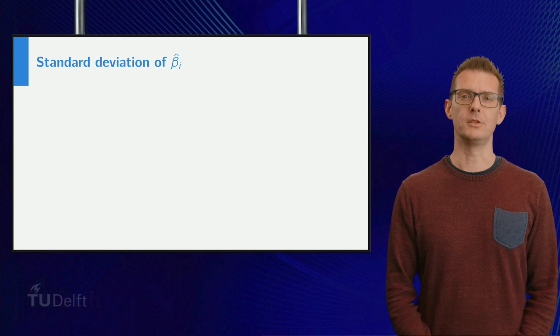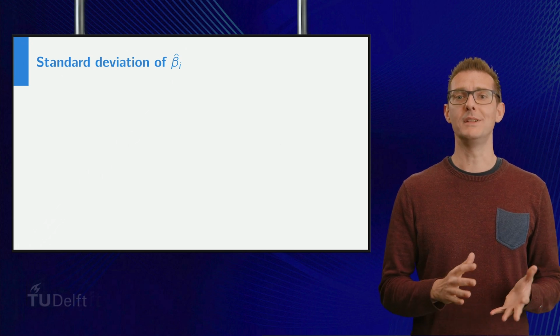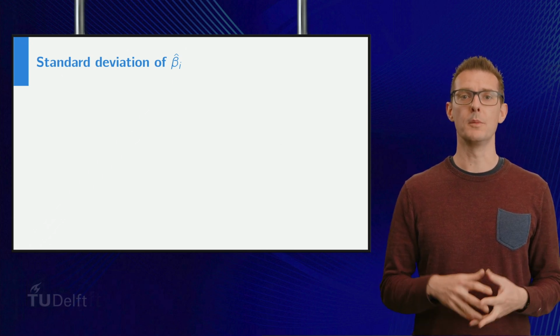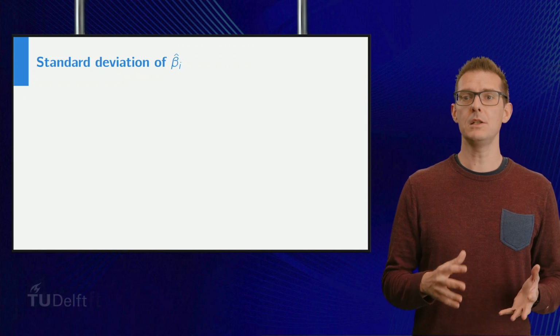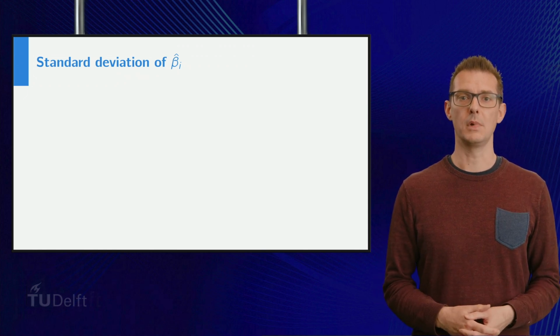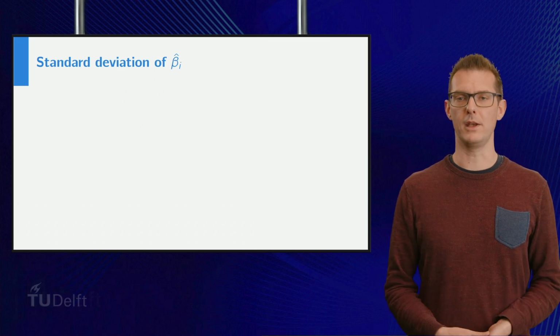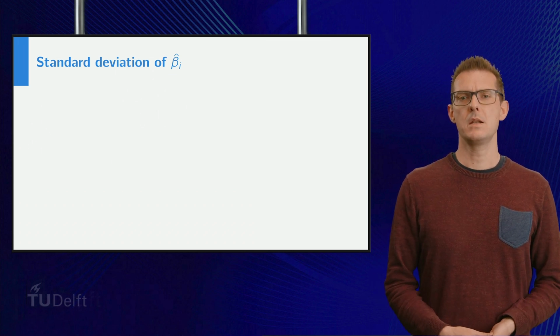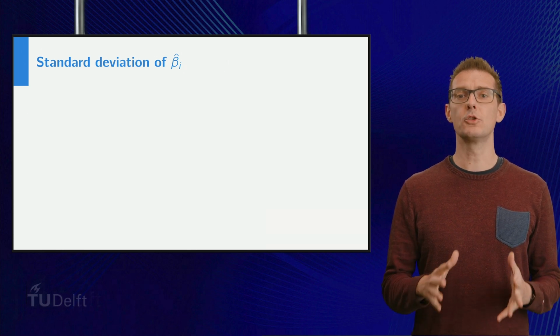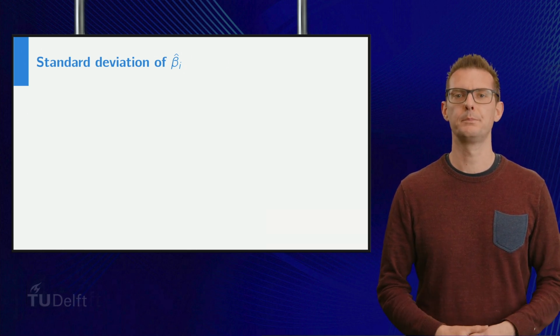Now, to construct these intervals, we would like to know about the typical error that we are making on the beta. Mathematically, beta hat is a random variable, since it depends on our data, which are realizations of random variables. This means that we want to know the standard deviation of beta hat.